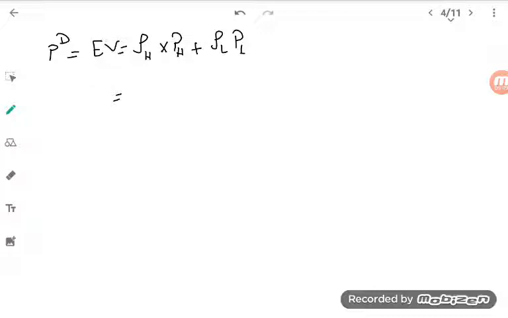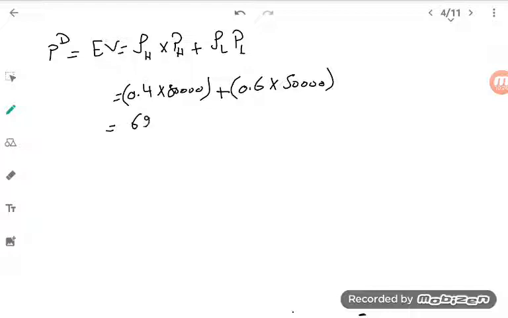Probability of being high, as we said, is 0.4, price 80,000. Probability of being low is 1 minus 0.4, so it's 0.6, multiplied by 50,000. So the expected price, or the demand price, or the price buyers would like to pay, will be 62,000.